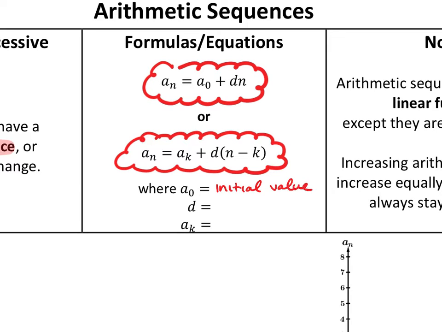Just the same way that the b in y equals mx plus b is your initial value or your y-intercept, d is your common difference, just like slope. The d is in all the places that the m would be. And a sub k is called your kth term of the sequence, meaning that is the y2, the other output.